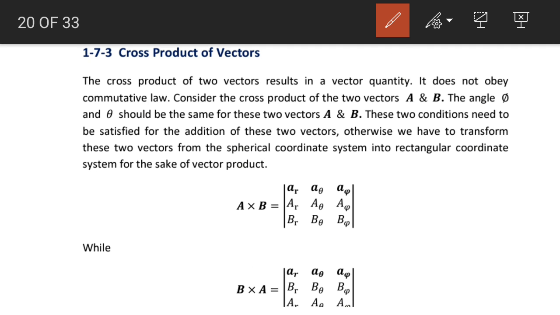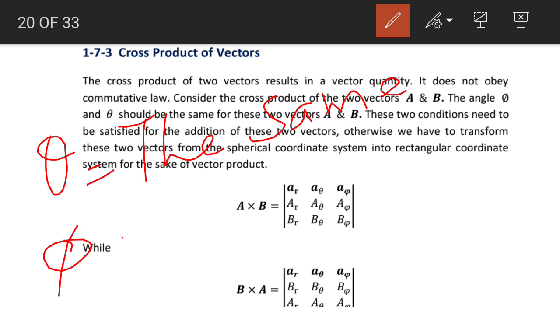The cross product. If you want to calculate the cross product of the two vectors in the spherical coordinate system, you will have to satisfy these two conditions. Theta should be the same for vector A and vector B, and similarly phi should be the same for vector A and vector B. If these two conditions are satisfied, you can calculate the cross product of the two vectors directly in the spherical coordinate system as we did in the rectangular coordinate system.